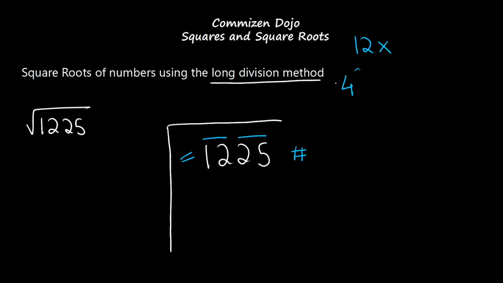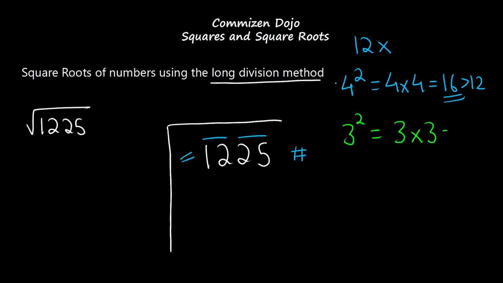Let's take a look at 4 squared. 4 squared means 4 into 4, and 4 into 4 is 16. Now 16 is greater than 12, so we cannot take 16. 16 is out of the picture. But what about 3 squared? 3 squared is equal to 3 into 3, and 3 into 3 gives me 9. And 9 is less than 12, and 9 is also close to 12. So we will be taking up 9. I'm going to write 12 minus 9 right over here.